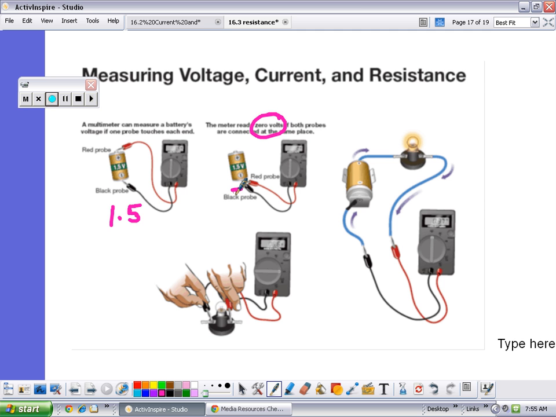Now, if you want the current to flow through, knowing what goes to the light bulb, you have to do each side like we did in class. And here is the current of the circuit. And remember, we talked about that the voltmeter or multimeter has to be part of the circuit to measure the current.